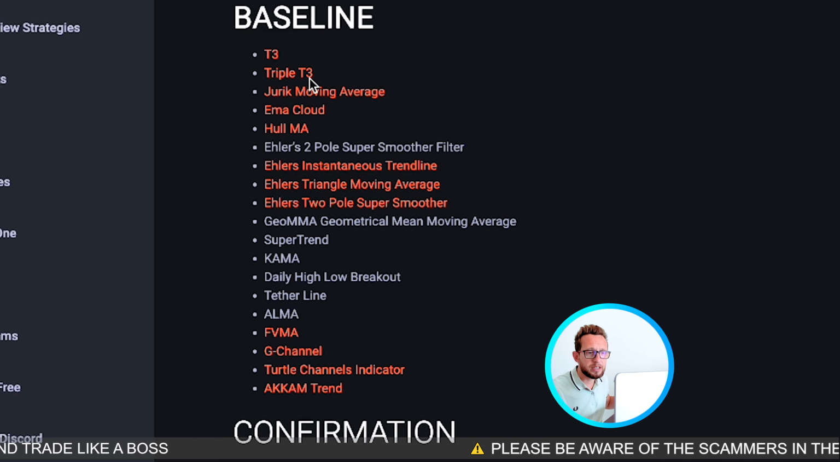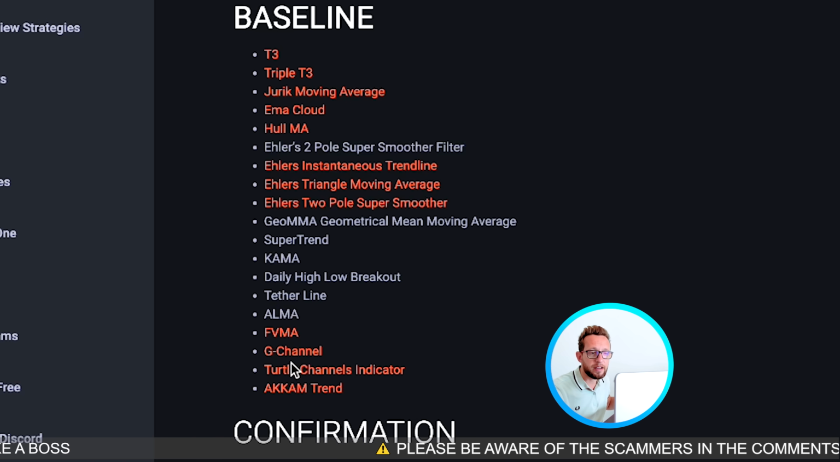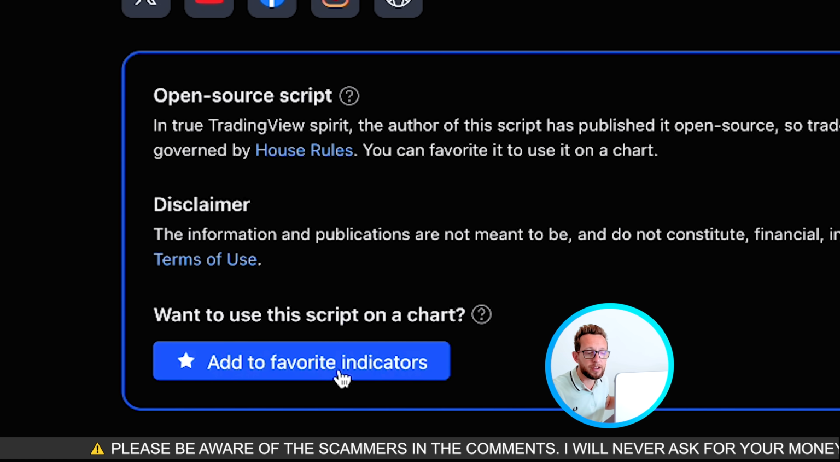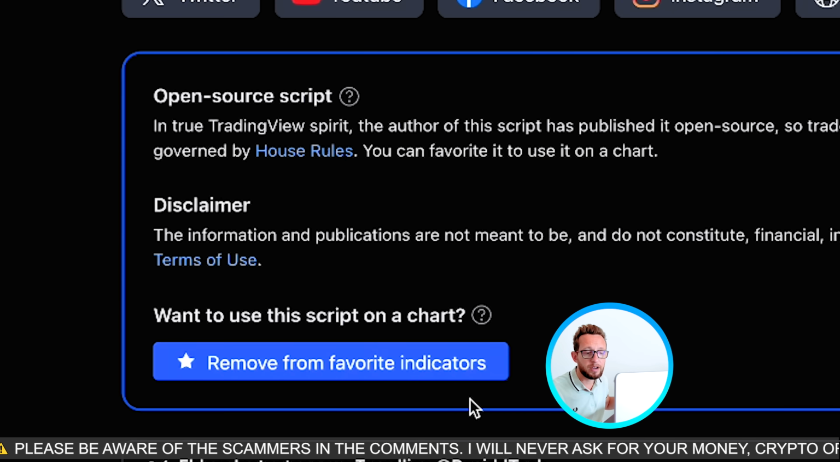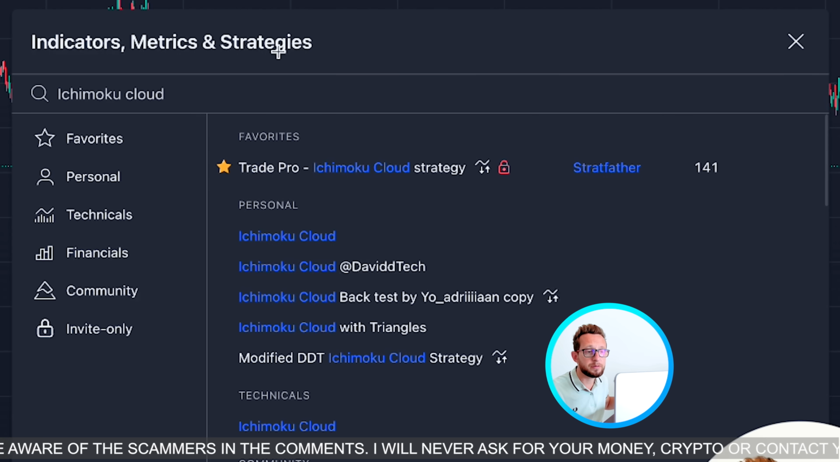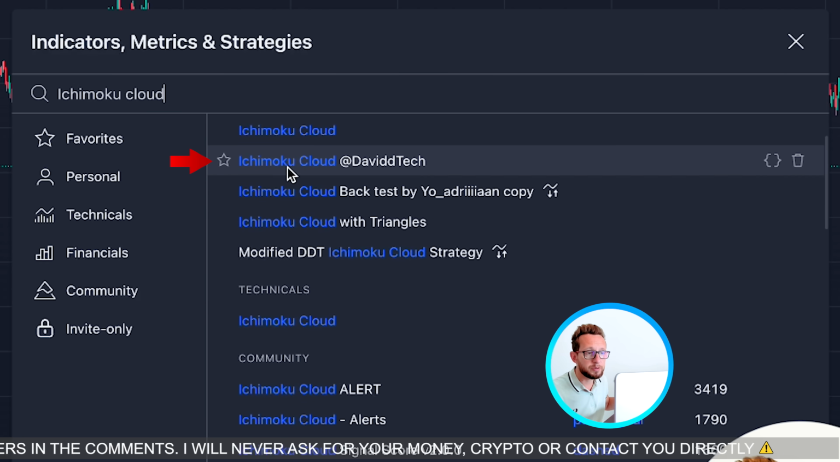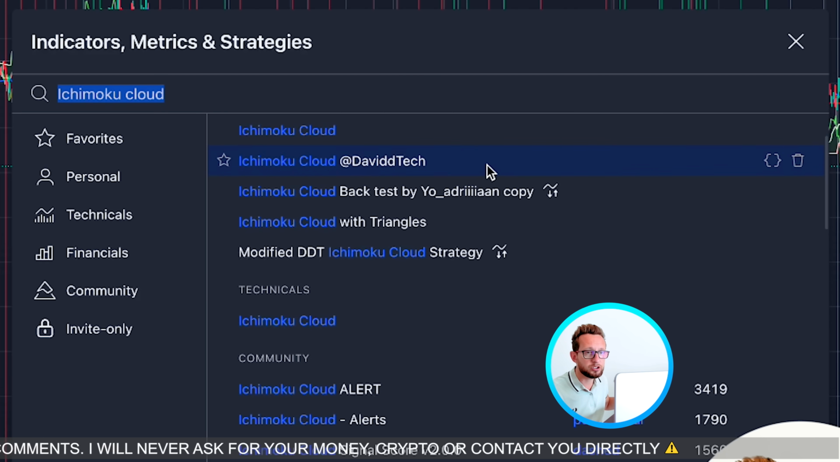We're going to be using the Ichimoku Cloud as a trend direction, so it will be here in this area. Just click on any of those and you'll be able to add it to your favorites by clicking here. And that will add this indicator to TradingView for you, and you'll be able to find it in your favorites list. So now we're going to look for Ichimoku Cloud by David Tech. We're going to add that to our chart.